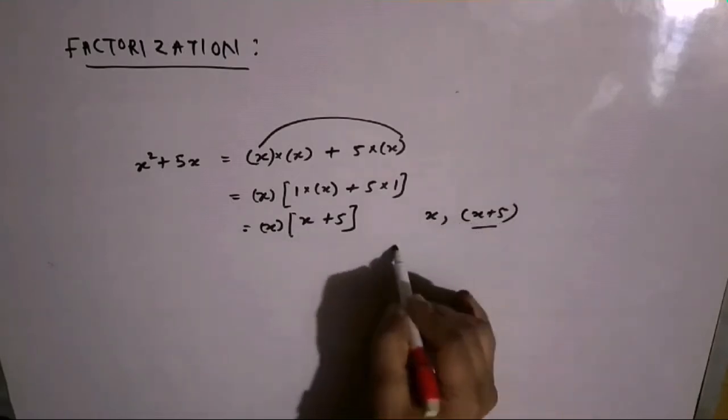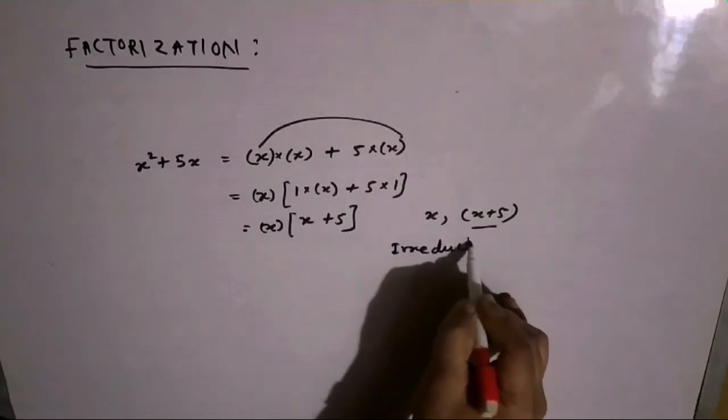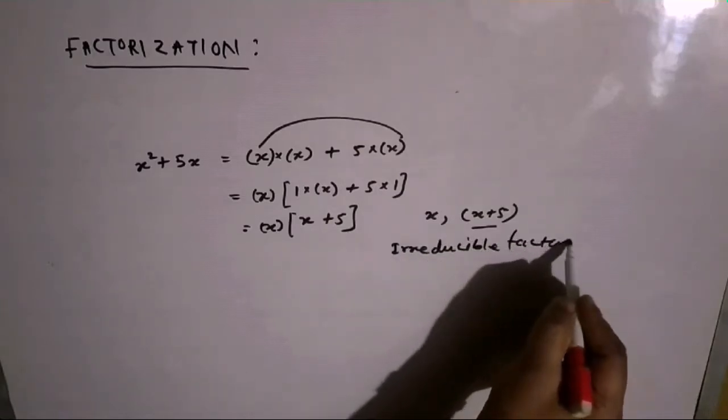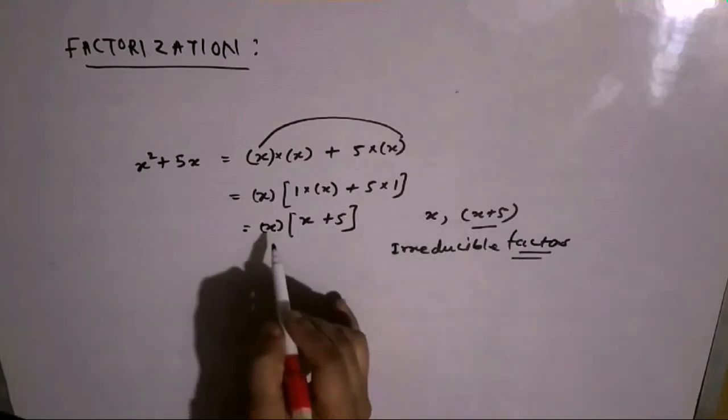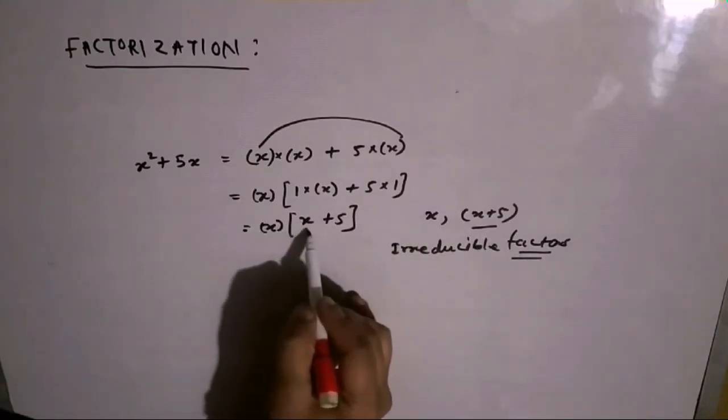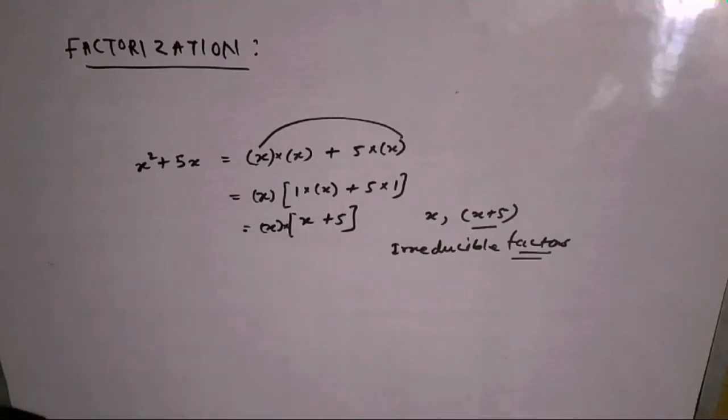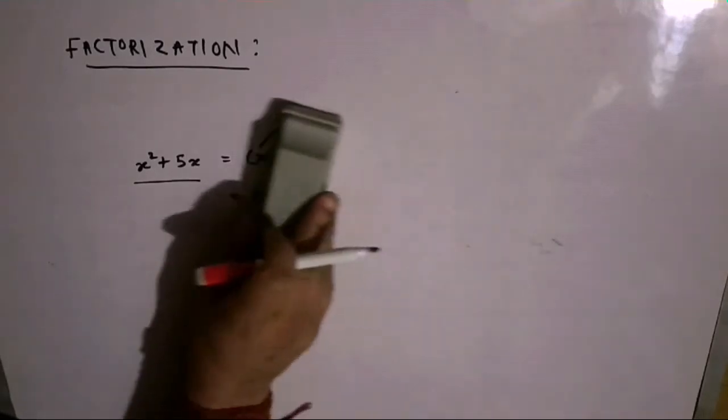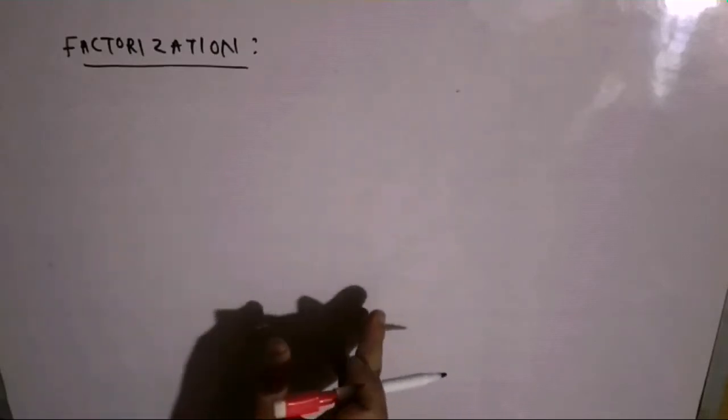These are the irreducible factors. Irreducible factors are those which are in multiplication. Like in this case x and (x plus 5) are in multiplication. They are written as a product for x square plus 5x. So what is factorization now? Factorization is a way of writing the algebraic expression as a product of factors. Basically, any algebraic expression written as a product of some irreducible factors, that process is factorization.